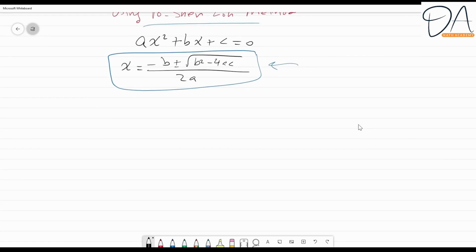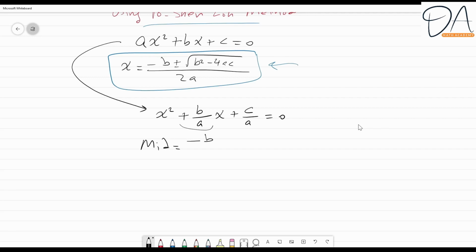So in order to use the Po-Shen Loh method, we need to make sure that the coefficient of x squared is equal to 1. So what we'll do is divide everything by a. In that case, we'll get x squared plus b divided by a x plus c divided by a equal to 0. Then we need to calculate the midpoint. So the midpoint is equal to minus the coefficient of x divided by 2. In this case, the coefficient of x is b over a. So minus b over a divided by 2.